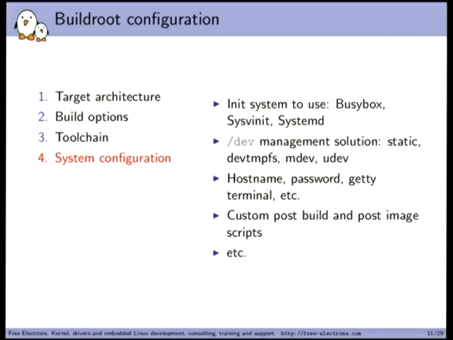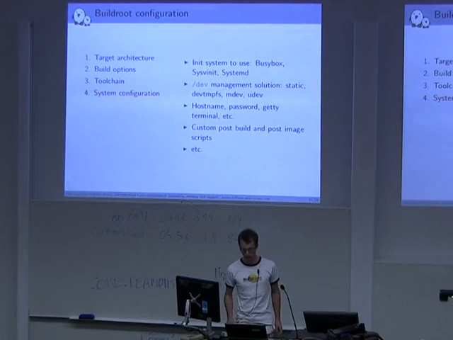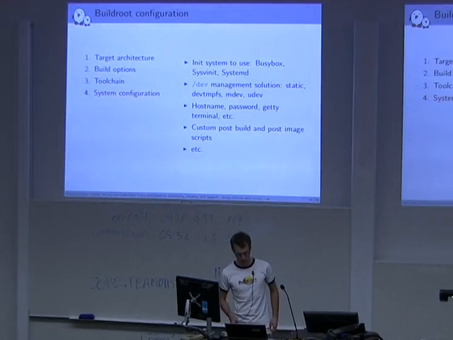Then you have a way of doing some system-wide configuration, like which init system you want to use, whether you want to use BusyBox as the init system, which is the default because that's very small, or if you want to use systemd or a more traditional System V init. You can select how you want to handle /dev, like whether you want to use udev or devtmpfs. There are various solutions. And other system-wide configuration options, like what the root password is and whether you want a shell to run on some serial port and so on.